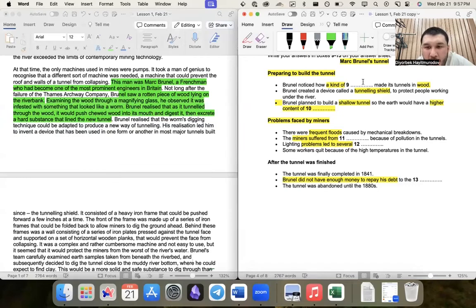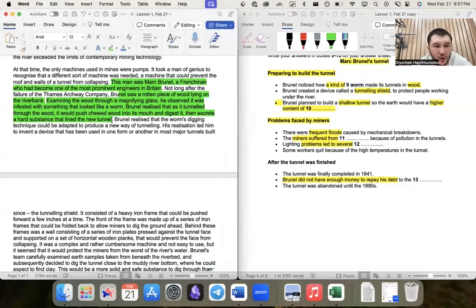All right, so there is answer. Brunel noticed how a kind of something made tunnels in wood. What made tunnels in wood? So the answer is going to be what? A kind of worm, right? A kind of worm made tunnel. That's in it's tunneled. So the answer for question number 9 is going to be what? Worm.